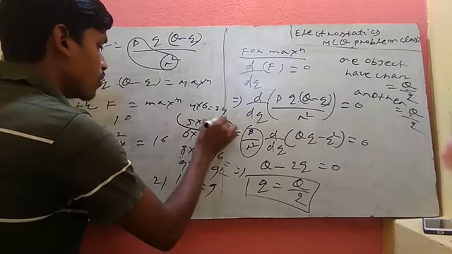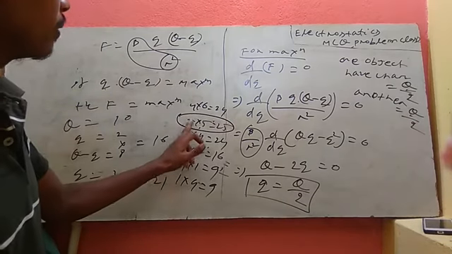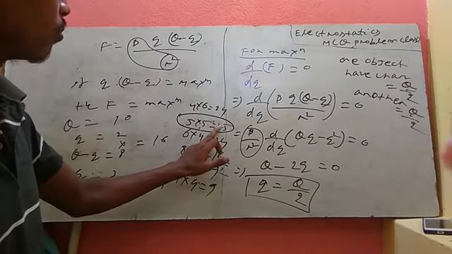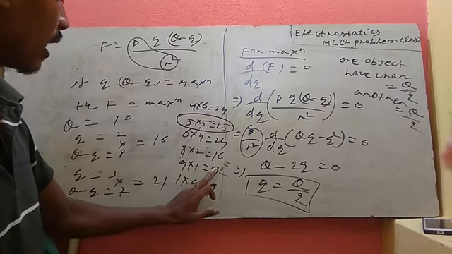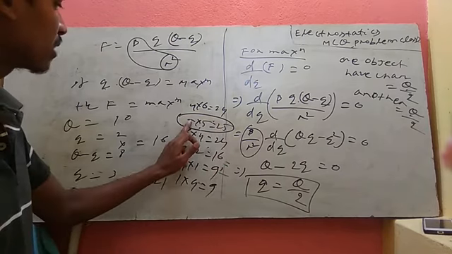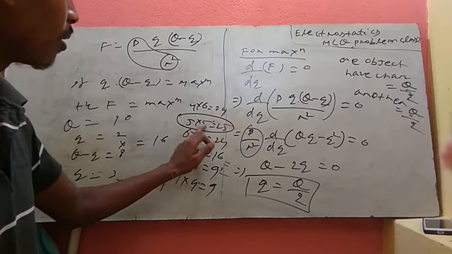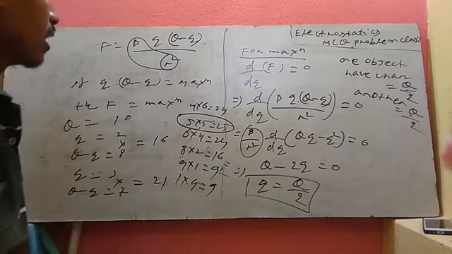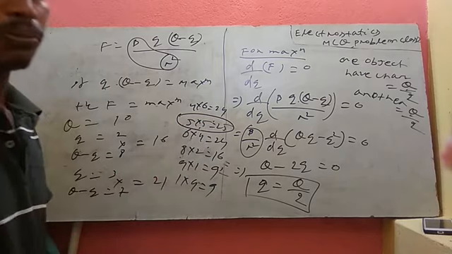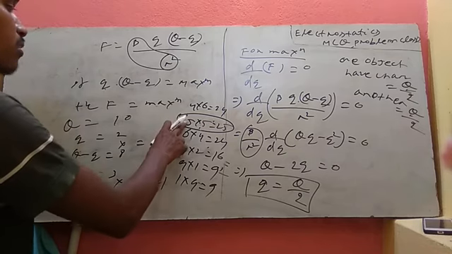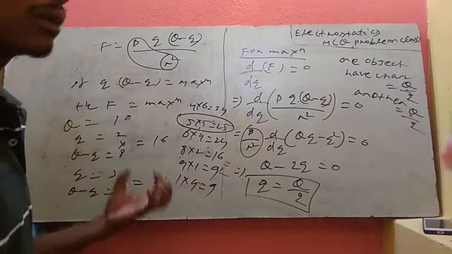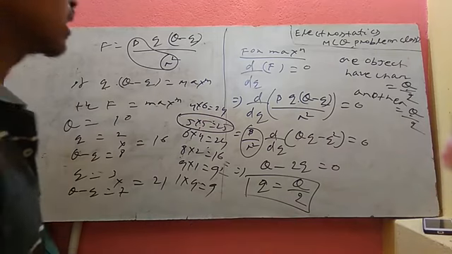Only 5 into 5, which is 25, is the maximum value. The others are 24, 16, 9, 21, 16. The maximum value is available when the object charges are the same number. 5 into 5 is equal to 25. That means whenever the charge is divided equally, the product of the two objects is maximum.